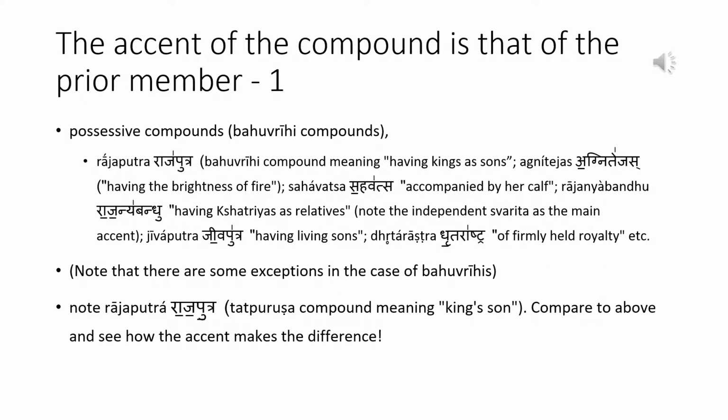The accent of the compound is that of the prior member. This is very common in possessive compounds or bahuvrihis. Note the difference between Rajaputra and Rajaputra. The first is a bahuvrihi and the other is a tatpurusha.